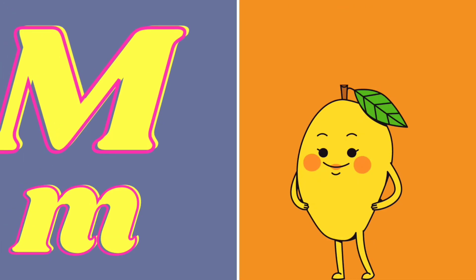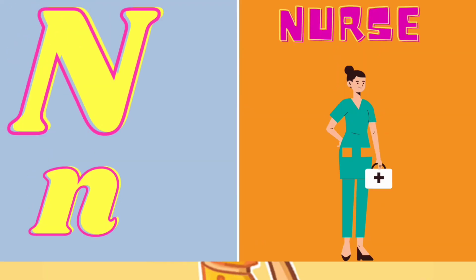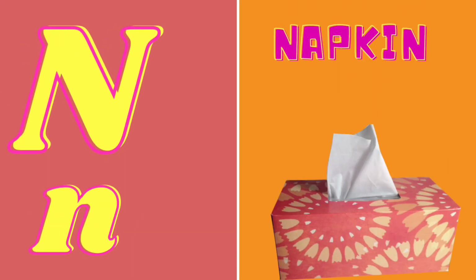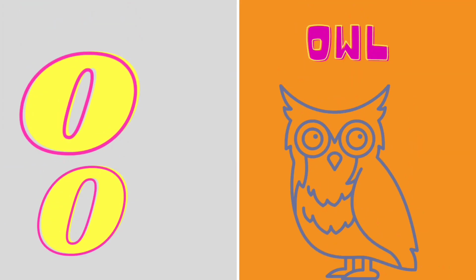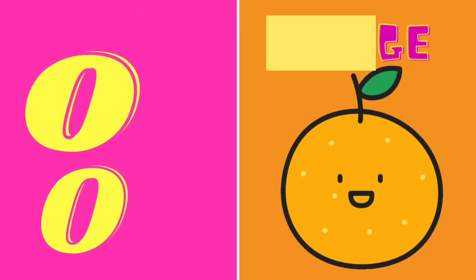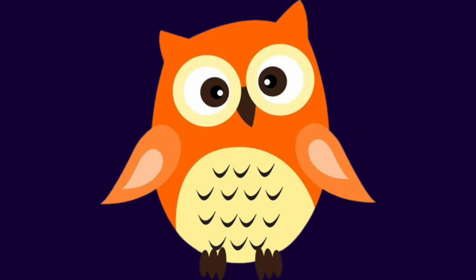M for mango, man mango. N for nurse, N for napkin, nurse napkin. O for owl, O for orange, orange owl.